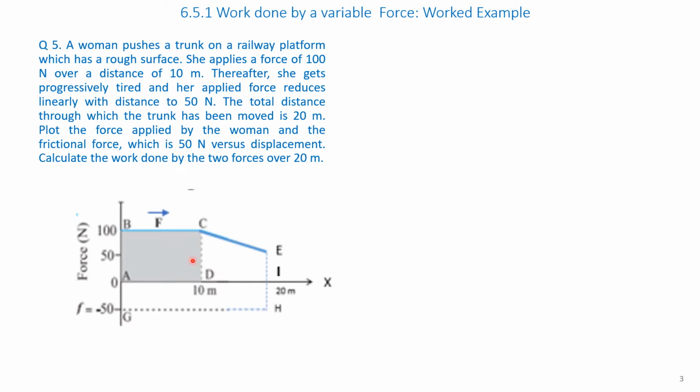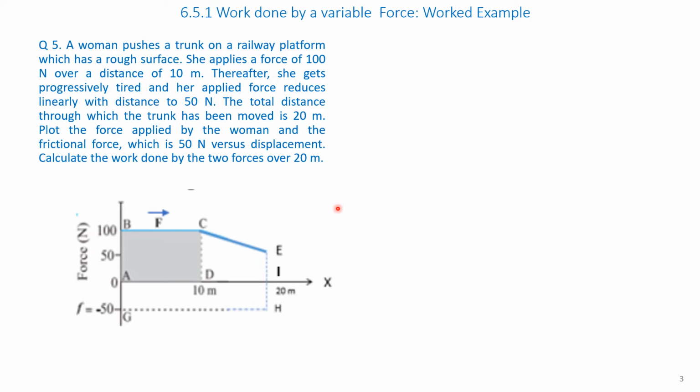This figure has three parts. The first part is a rectangle BCDAB, that is 100 newtons up to 10 meters. The next part is CEIDC, which is a trapezium due to the reduction of force from 100 newtons to 50 newtons. And the force due to friction is on the negative axis, that is minus y. Therefore it is minus 50 newtons up to 20 meters.